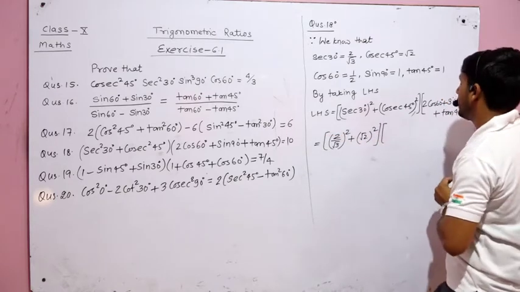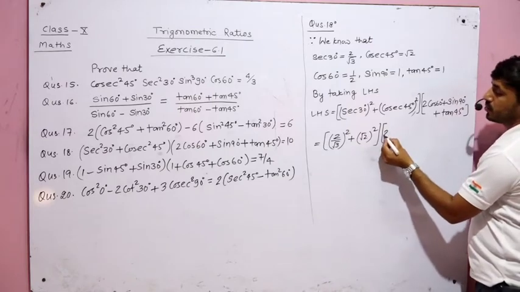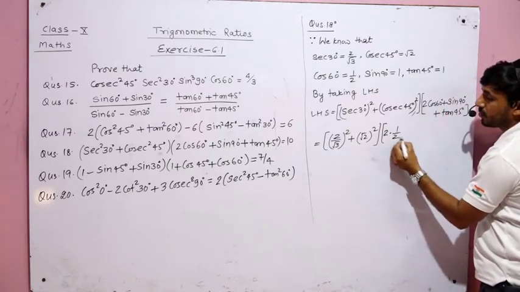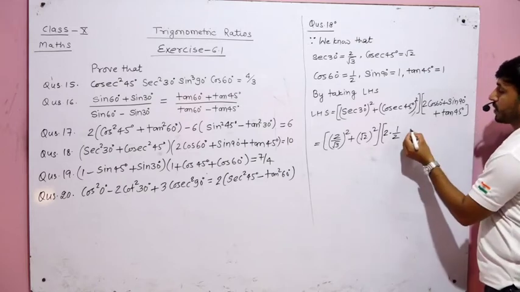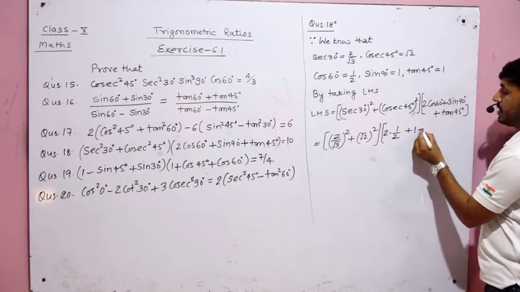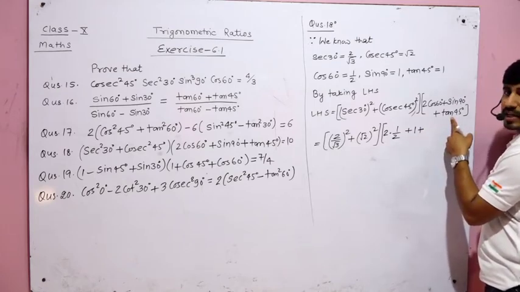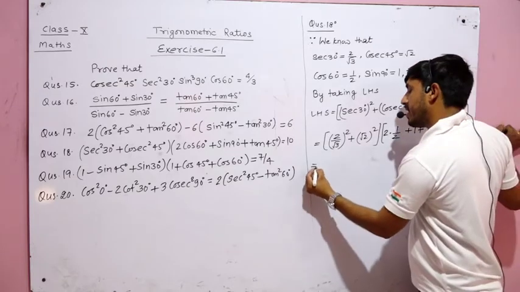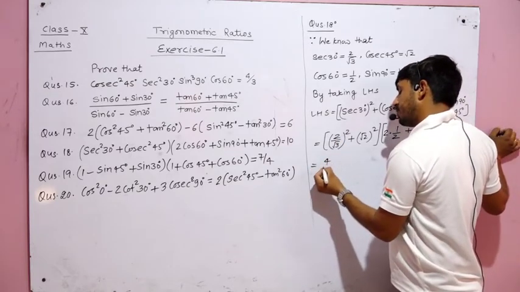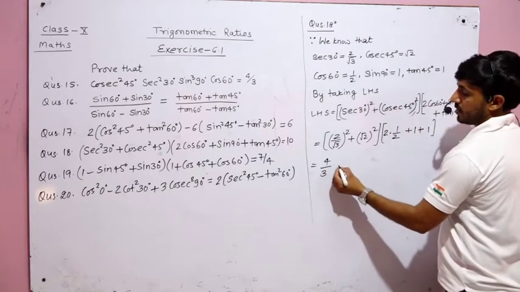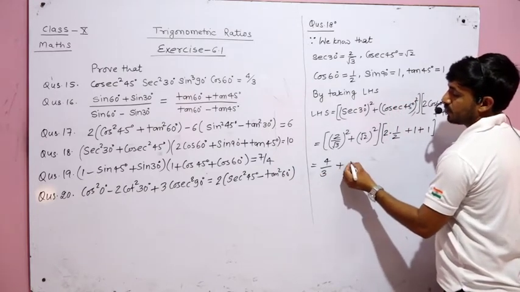Again, the second term is given as 2 multiplied by cosec 60, and the value of cosec 60 is equal to 1 by 2, plus the value of sin 90, that is equal to 1, plus the value of tan 45 degree, that is equal to 1. In the next step we have square of 2, that is 4, divided by square of root 3, that is 3. In the next step we can write square of root 2, that is 2.